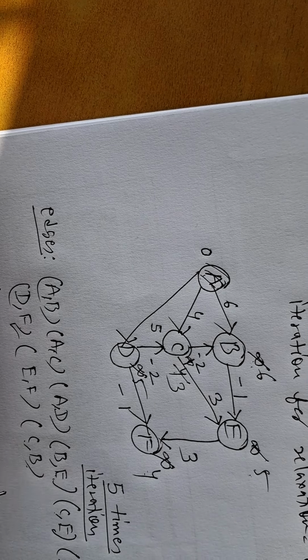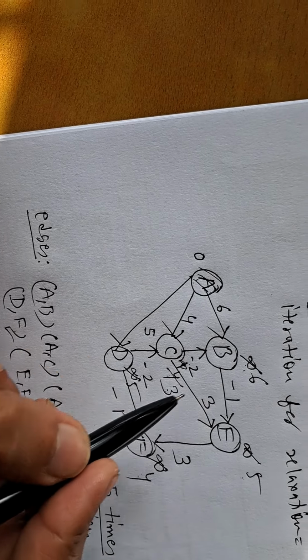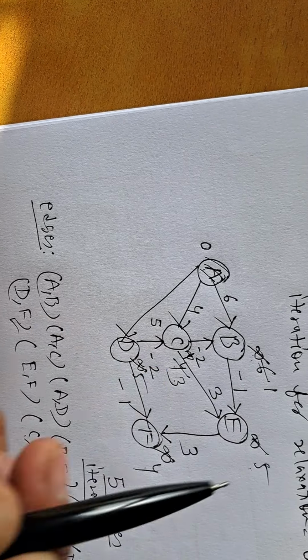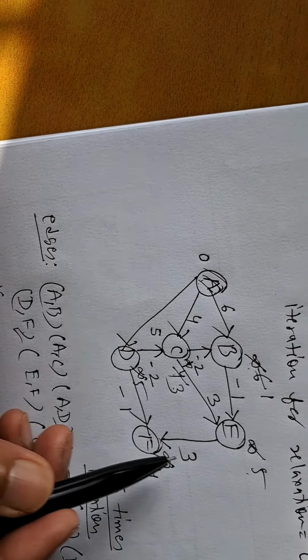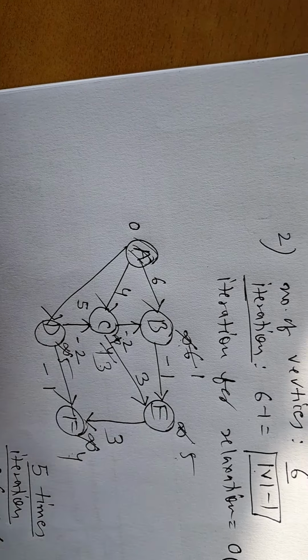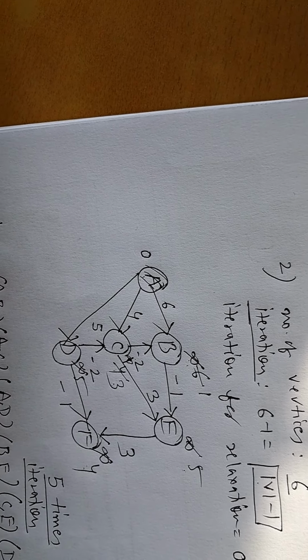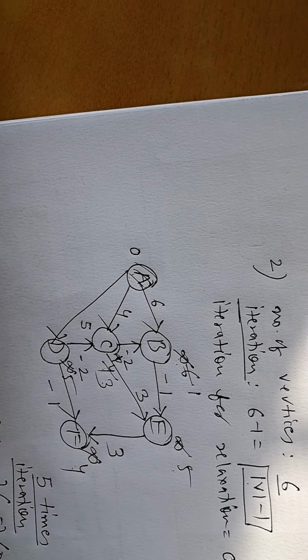And CB we can check. 3 minus 2. So right now its cost to reach B is 6, so we can update it with a better cost, that is 1. So this is all we got after the first iteration. So this is about the first iteration. This is what we have got.